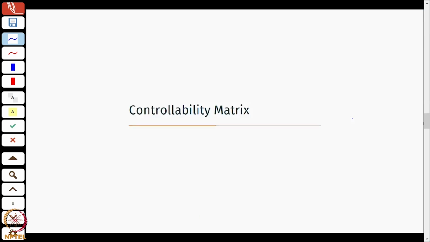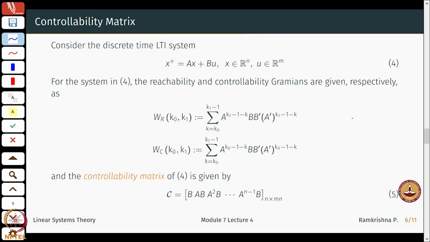Okay. So here, what is the notion now of a controllability matrix? We start with a discrete time system. Just for ease of notation, I write x plus instead of x k plus 1 is A x k and so on. Again, I just switch to linear time invariant systems. Now in this case, I have the Gramians defined respectively in the following way, and the controllability matrix remains the same.